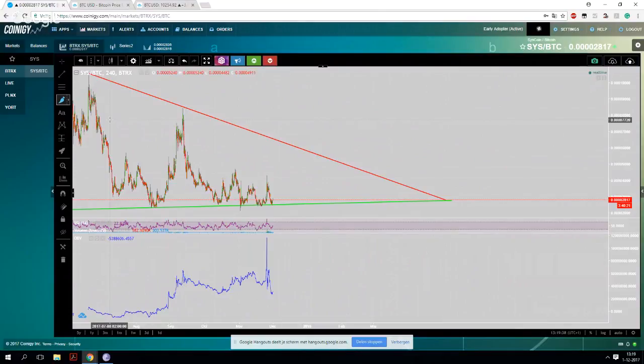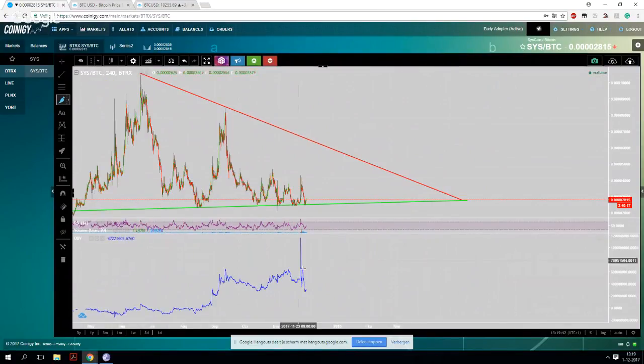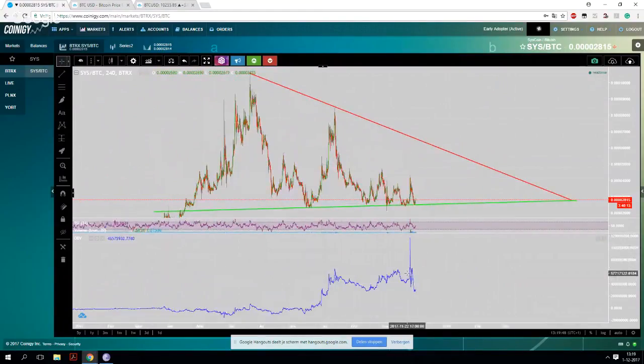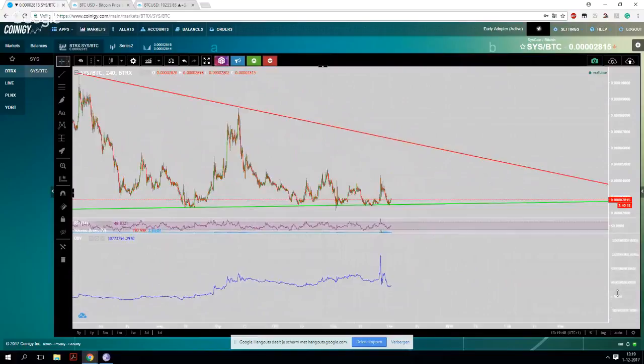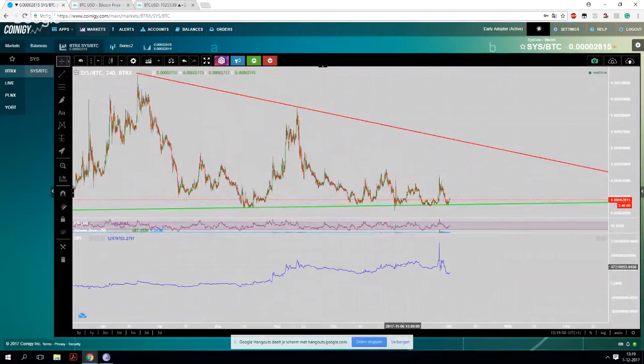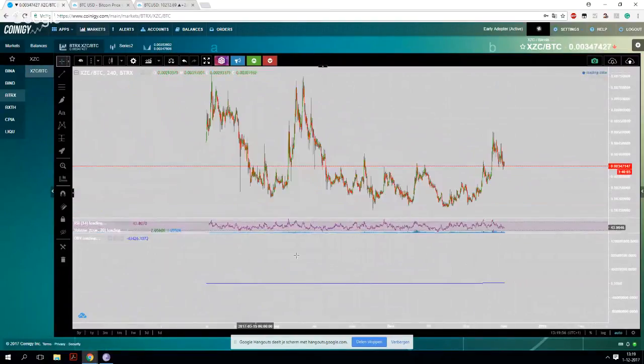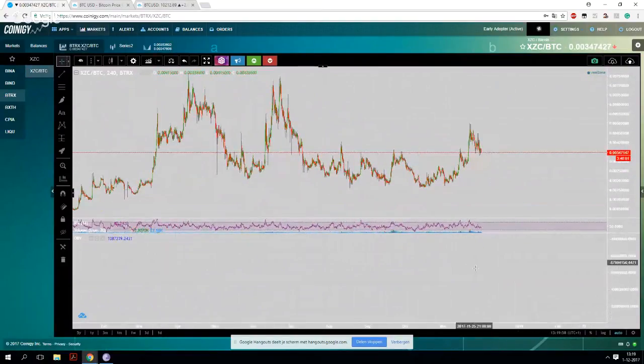I have a question here. Unbalanced volume, that's the amount of money flowing in or out of a certain coin. So I will demonstrate. Hold on.